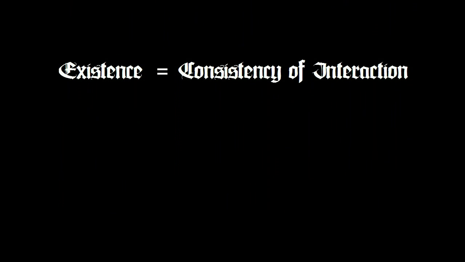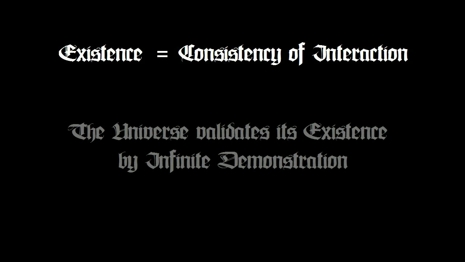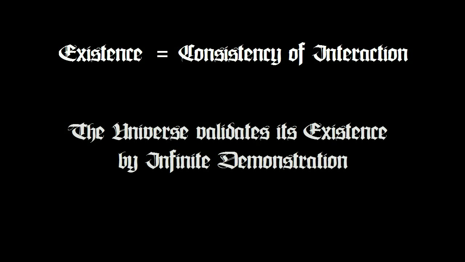Existence might be defined minimally as consistency of interaction. If two things interact with one another in the same ways at all times without randomness, that is, consistently, we conclude that they exist relative to one another. That two objects exist relative to one another is logically proven, absolutely, only after infinite demonstration. Thus the universe validates its existence by demonstration, or the activities of matter prove or validate existence after the elapse of an infinite amount of time.